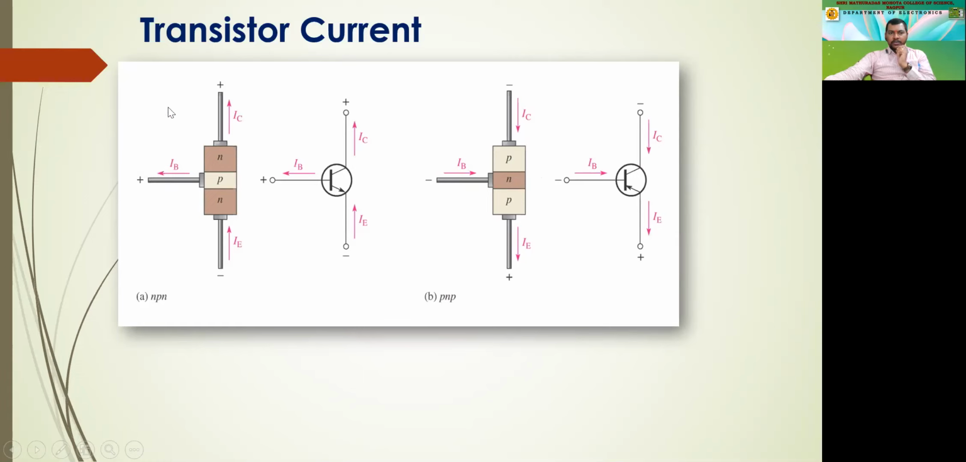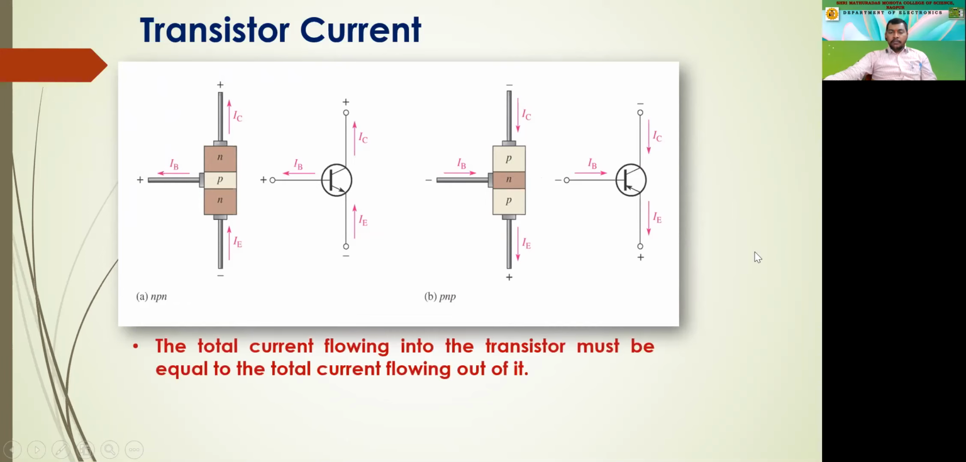So we have two different structures, but the net equation remains the same. The total current flowing into the transistor must be equal to the total current leaving the junction, as stated in Kirchhoff's current law. That is simply IE equals IC plus IB, or IB plus IC. For both the NPN and PNP transistor, it remains the same.